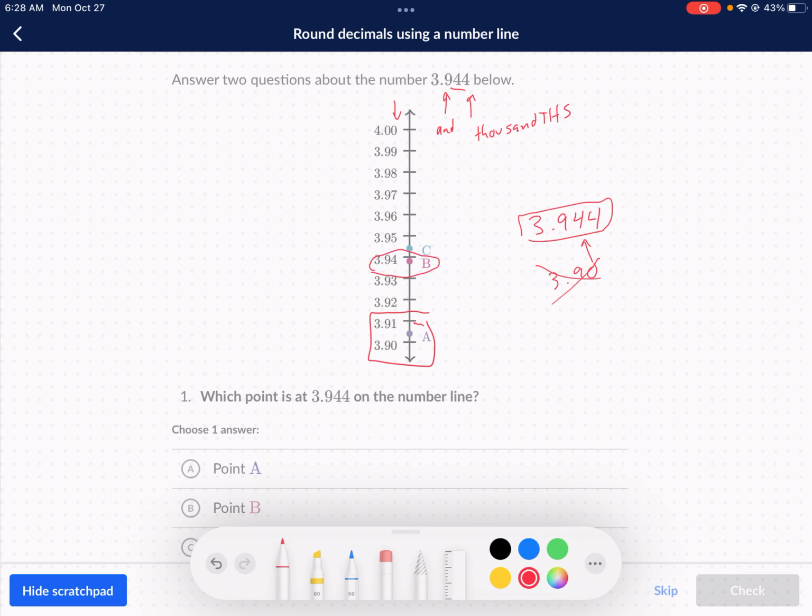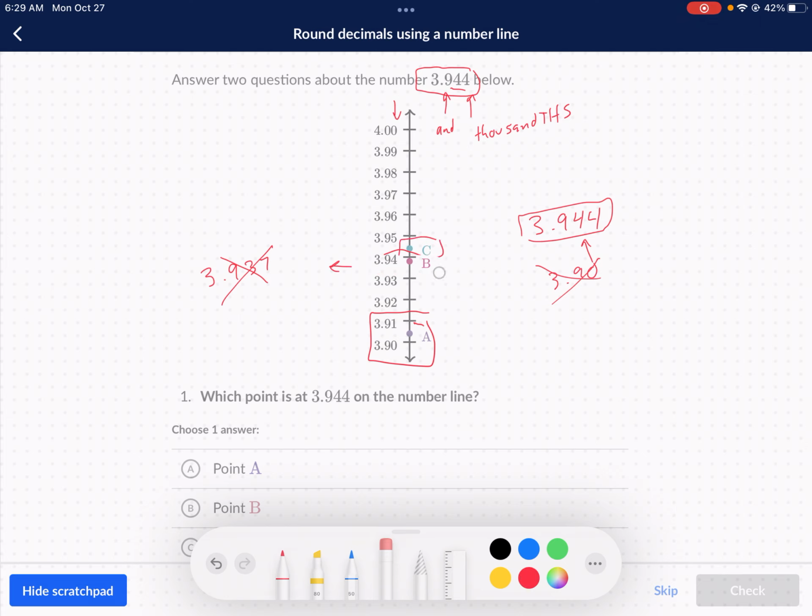We have 3.94, but it's not quite there. So if it's not quite to 3.94, we need to understand where that is. 3.93, and maybe it's like 7, okay? Because it's not quite to 3.94. It didn't arrive at that 4, but it's getting closer to it. So what does that mean for us? It means this can't be our right answer either. It's got to be above 3.94 because it's bigger than 3.94. So C is going to be our choice.